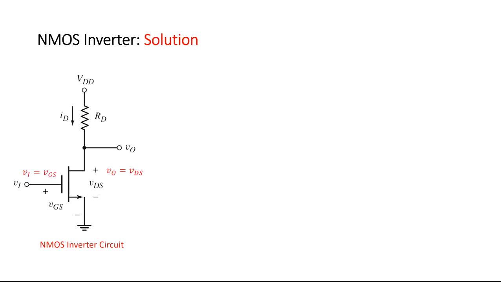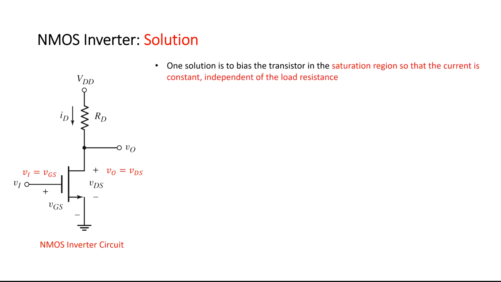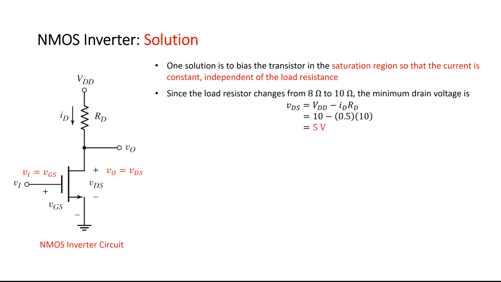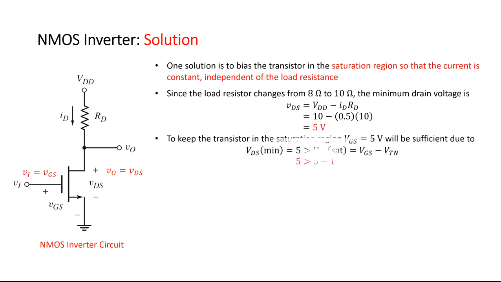One solution is to bias the transistor in the saturation region so that the current is constant, independent of the load resistance. Since the load resistor changes from 8 to 10 ohms, the minimum drain voltage is found as 5 volts. The gate voltage level is selected to keep the transistor in the saturation region. Finally, the transistor width-to-length ratio is calculated.